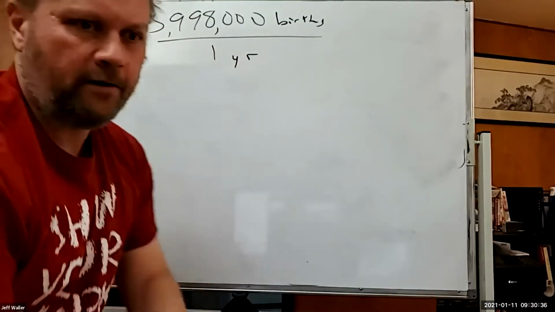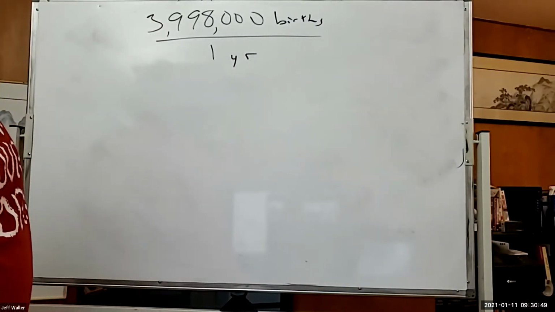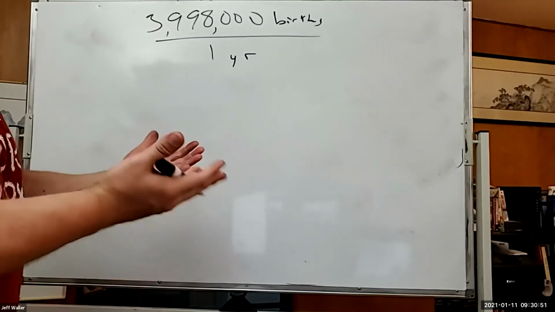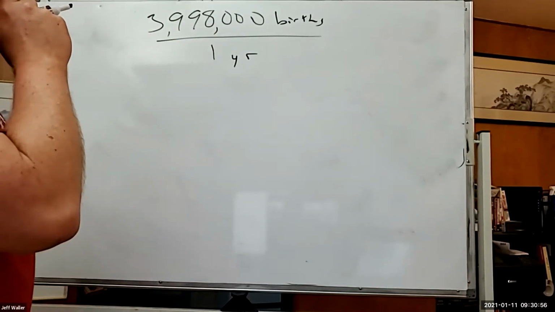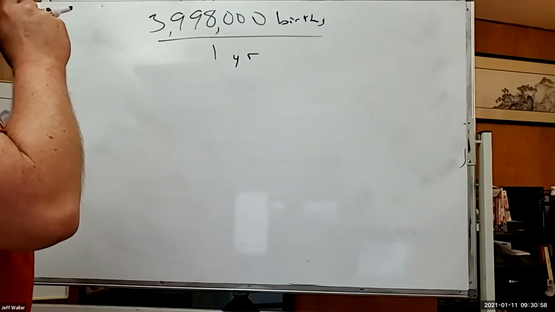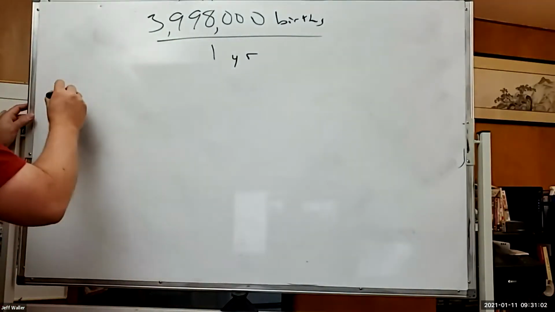And now, I forgot, they want you to take that to births per minute. So what unit is not correct based on what they want? What unit is currently not what they want? The 1 year. They don't even want per year, they want per minute. So let me write this over here.